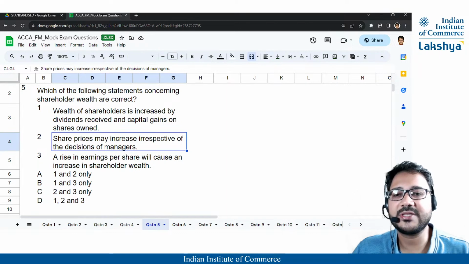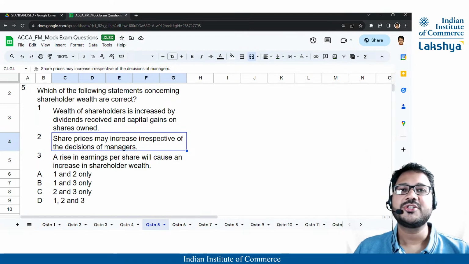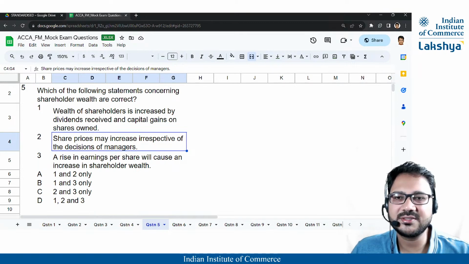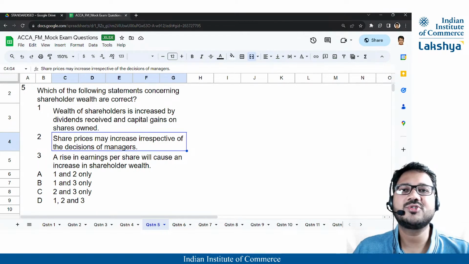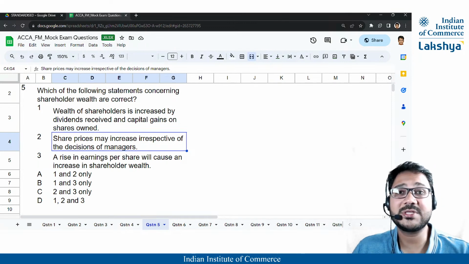Statement number 2, share prices may increase irrespective of decisions of the manager, which is correct because share prices are impacted by various factors. Whatever the managers decide, it is on market perception whether this decision is a good one or a poor one, and accordingly the share prices will move. So this is correct.